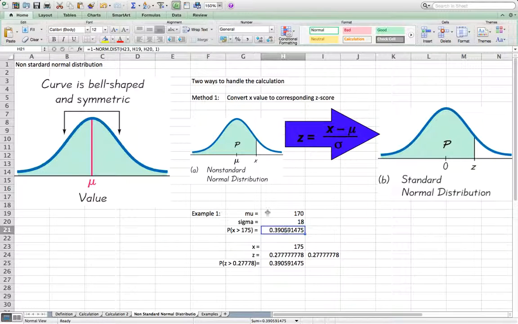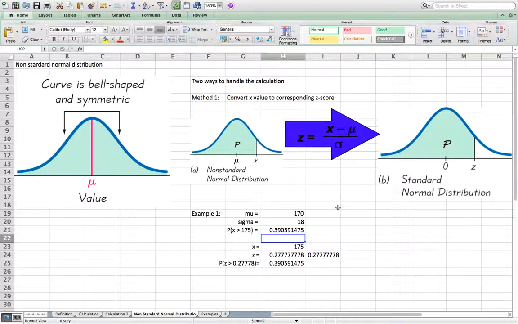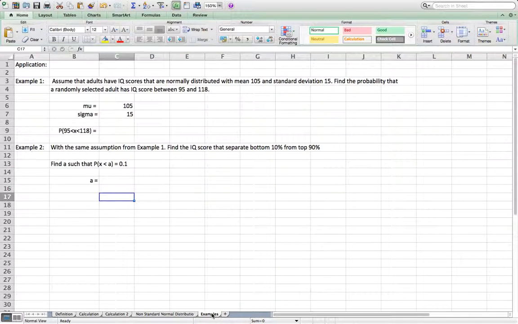So for a non-standard normal distribution, you have two ways to do the calculation. One is to use this formula to convert to the standard normal distribution, then use whatever we studied before. The other is to directly use the Excel built-in formula NORM.DIST. This one has 4 arguments: the X value, mean value, standard deviation value, and of course the last one is always TRUE.